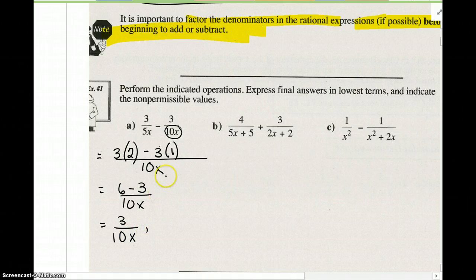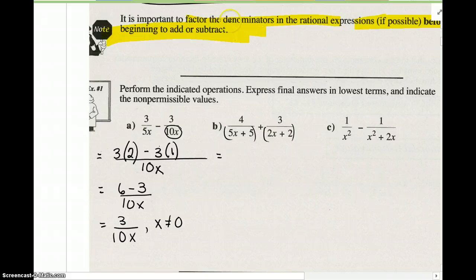Again, we need to do our non-permissibles. X cannot equal 0. So that's really basically what we did yesterday. We're going to move on though, because now we recognize that we have a binomial and a binomial, and those are two different binomials, so we will have to combine them.